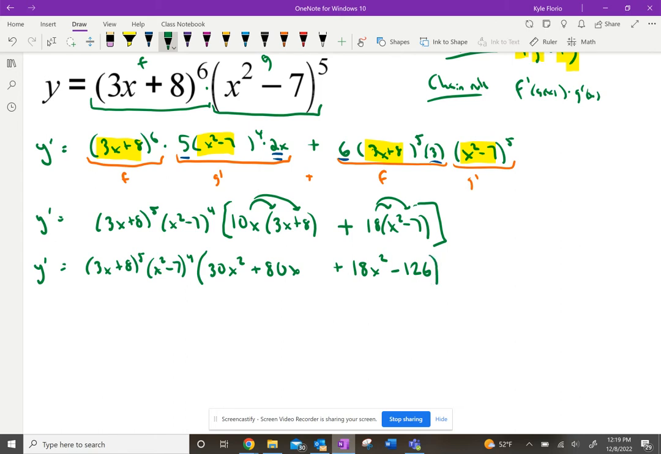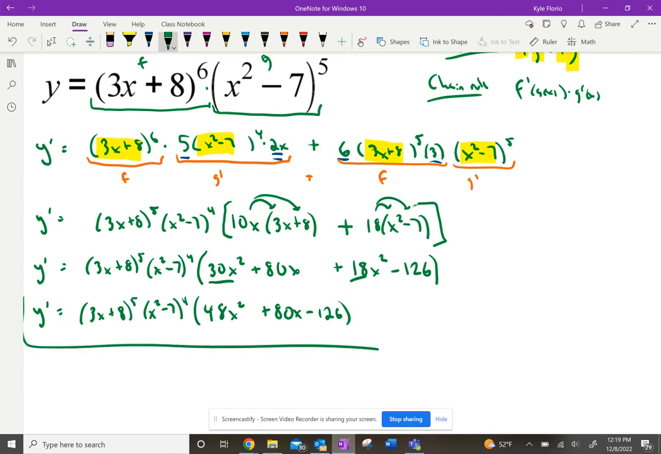Okay. Almost done. Just combine like terms inside that big parenthesis and we're done. So 3x plus 8 to the 5th, x squared minus 7 to the 4th, times 30x squared plus 18x squared is 48x squared, plus 80x minus 126. You could probably factor a constant out of here. It looks like all these numbers have at least a factor of 2, but we'll just call that the derivative. So after this first step, it just becomes super simplification that we did back in our pre-calculus review.